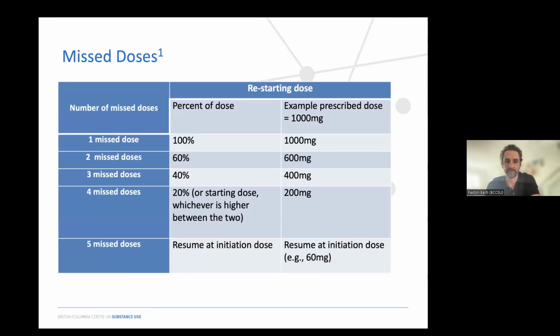So with a single missed dose, there's no dose change required. With 2 missed doses, we decrease it by 40%, so we give them 60% of the dose. 3 missed doses, decreased by 60%, etc. This is all in the appendix of the guidelines, and something that I would refer back to often, and I do refer back to often, although again, I'll point out that there will be some changes to this made in our upcoming guidelines.